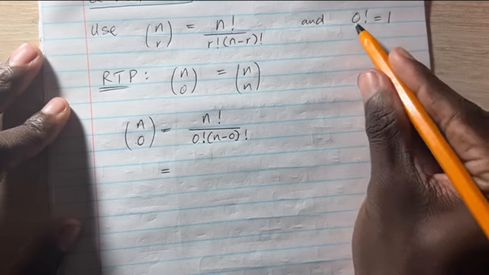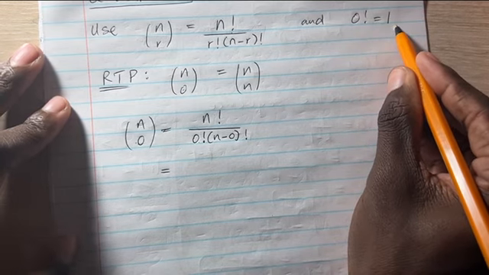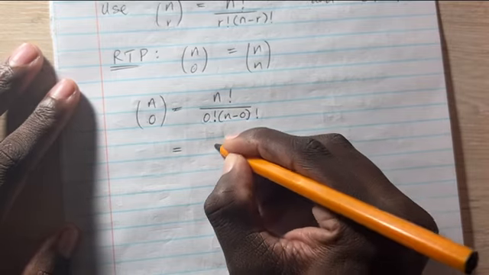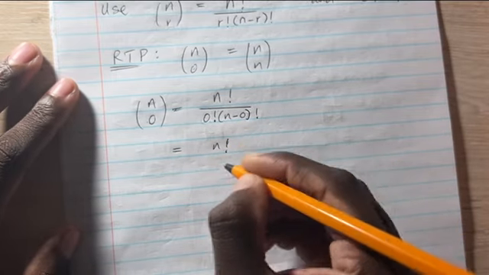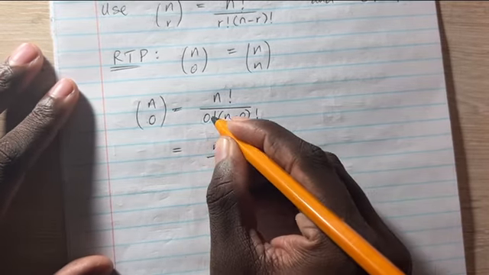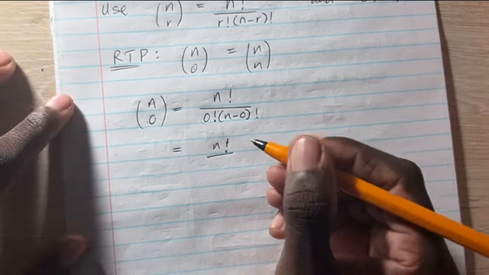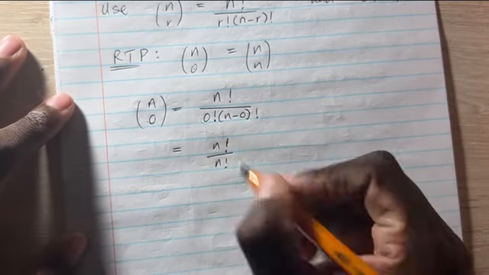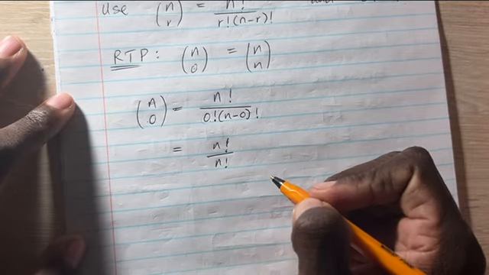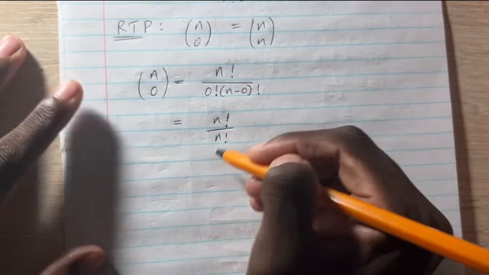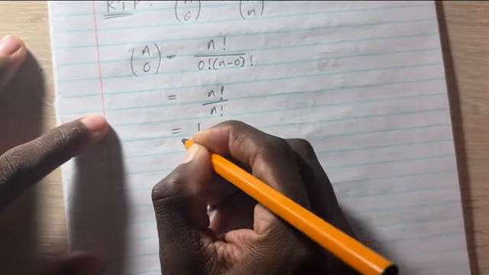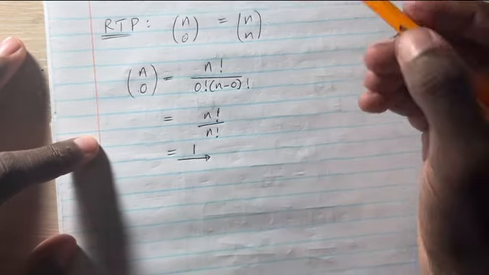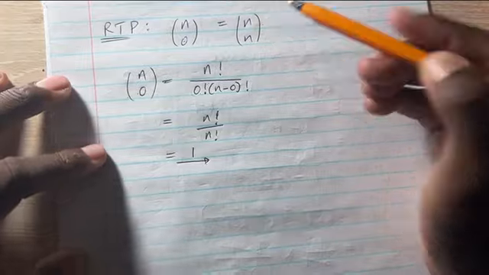0 factorial, they showed us it's 1. So this is just 1. So we have n factorial at the top over the 1, which doesn't really matter because it's multiplying into the whole thing. So we basically have n factorial that we're left with on the denominator. These cancel out, they give you a 1. Now let's look at the other one and see if it also gives us a 1.